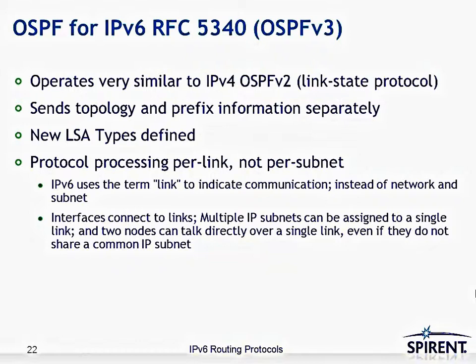So IPv6 uses the term link to indicate communication instead of network and subnet. Interfaces connect to links. Multiple IP subnets can be assigned to a single link, and two nodes can talk directly over a single link even if they do not share a common IP subnet.